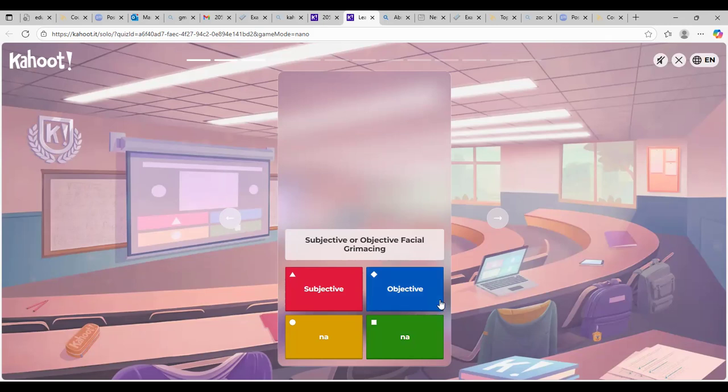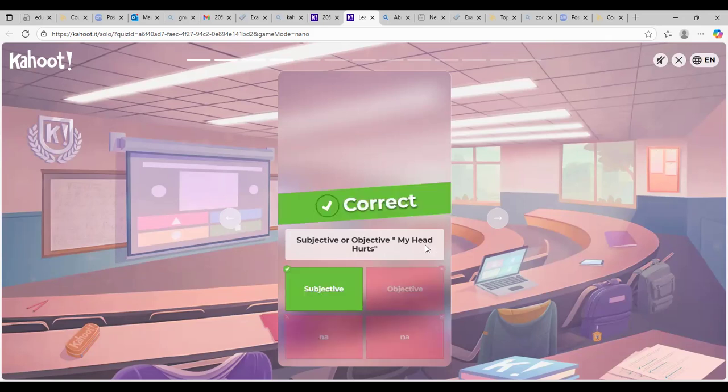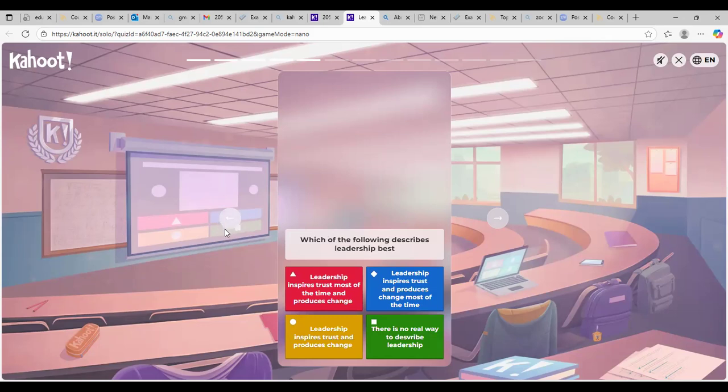And so, which one is this? Is facial grimacing subjective or objective? Objective. Is that something we observe? Yes, we use our sight to see that this person is having facial grimaces. So we can document nonverbal and verbal information. Okay, here we go again. Subjective and objective. The person states, "My head hurts." Is this subjective or objective? Subjective. Do we observe this? Do we observe the person's head hurt? No, exactly. Okay. All right.